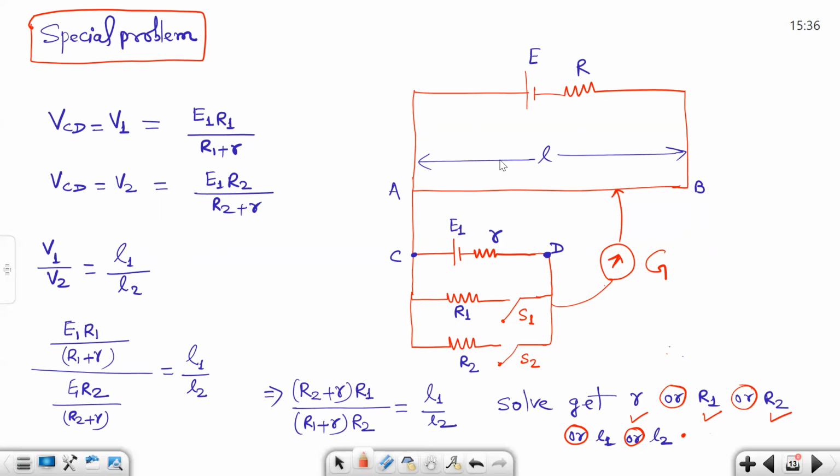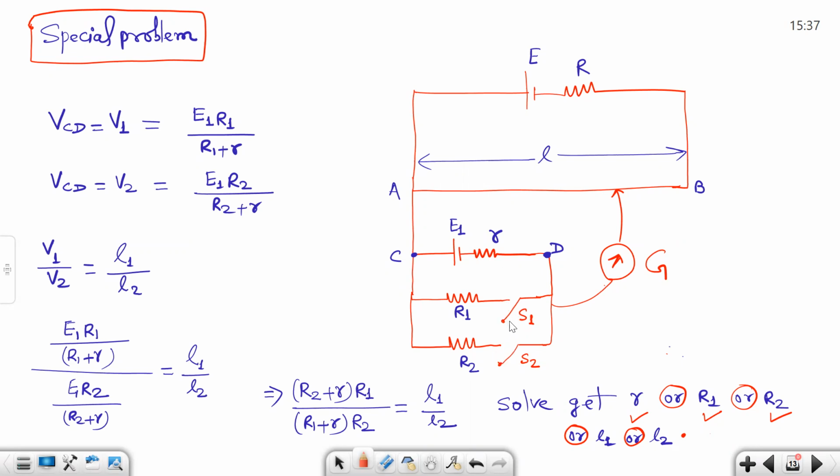This is again a potentiometer circuit and AB is the potentiometer wire having length L. Now we have to calculate, suppose, a small r, that is the internal resistance of this cell. Let us see the function of this total circuit. Suppose this is a cell whose internal resistance is r, and a resistance R1 and another resistance R2 are in parallel with this combination, this cell. So here it is switch S1 and here it is switch S2.